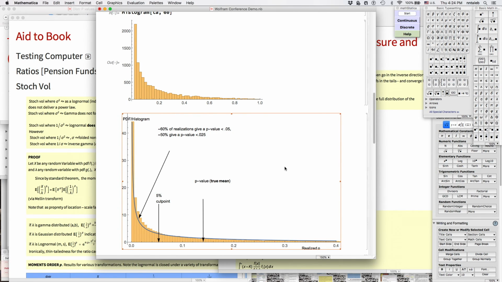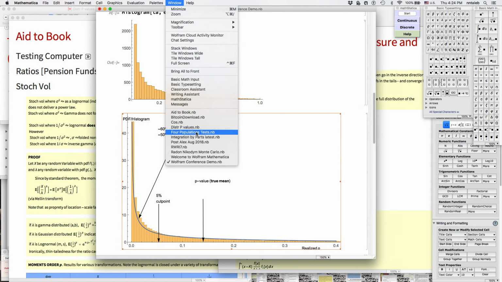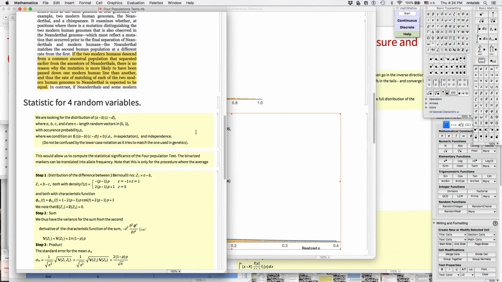So anytime you discover something, you immediately do a Monte Carlo. Now I'm facing in genetics something called the four-population test. Someone sent a paper, said, do you want to be involved? I said, yes. So they sent me something with numbers. So I went and I actually posted the Mathematica on Twitter, the four-population test.